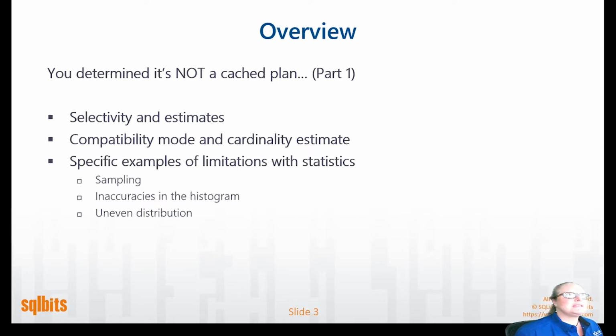At this point we're going to look at things like the selectivity and the estimates. We're going to get some ideas behind compatibility and cardinality estimation models. Then we're going to look at some specific limitations of statistics themselves, and I'll give you some insight into things you could do to update stats with full scan, filtered stats, or even some cases where SQL Server just can't come up with the right estimates. So what do we do?